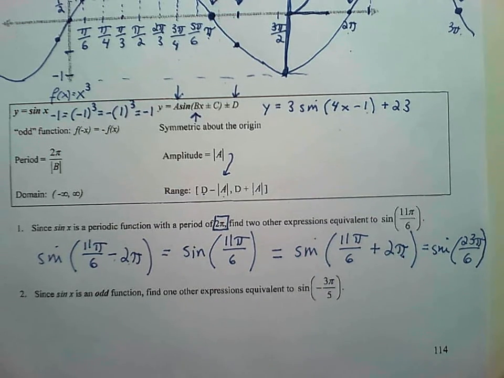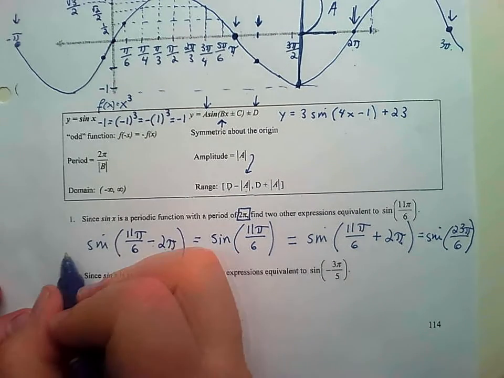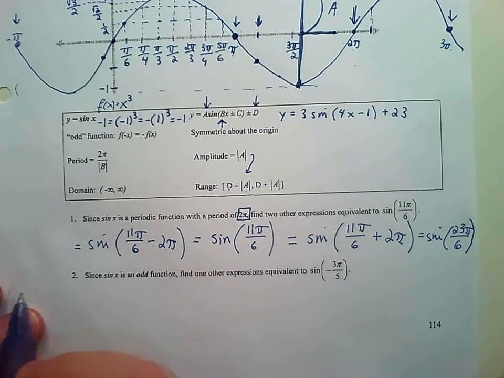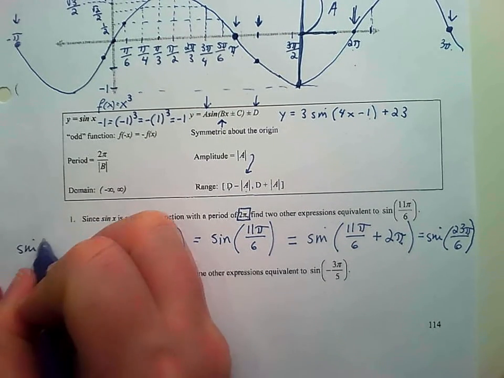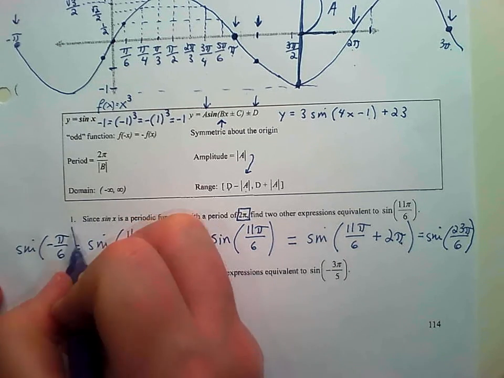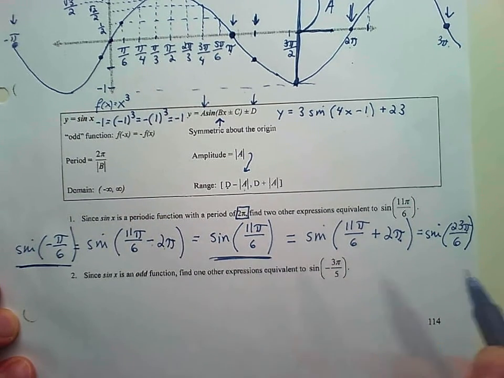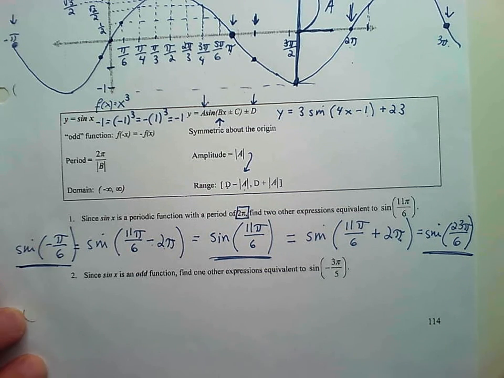And now on this side here, let me try to zoom out a little bit. Let me move the camera. All right, now over here on this side, this is going to be sine of negative pi over 6. So therefore, if you take this value right here, this value right here, and this value right here, those are going to be identical.